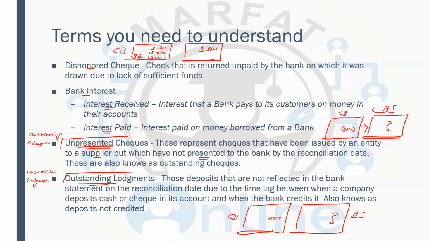Similarly, outstanding lodgement: you got the checks from your customer, you added that in your cash book, but it is not yet cleared by the bank, so the bank statement is not showing that amount yet. So these are the terms you need to understand.